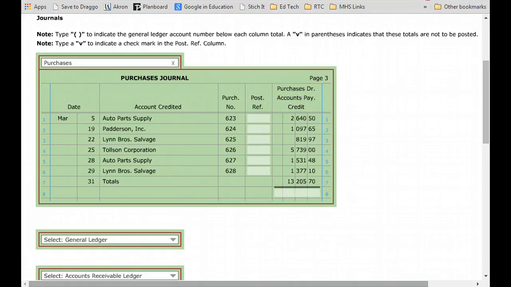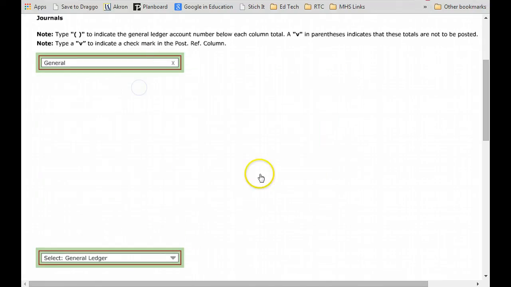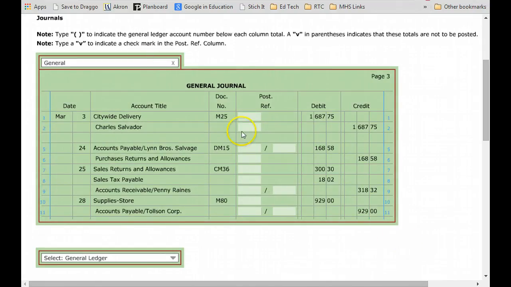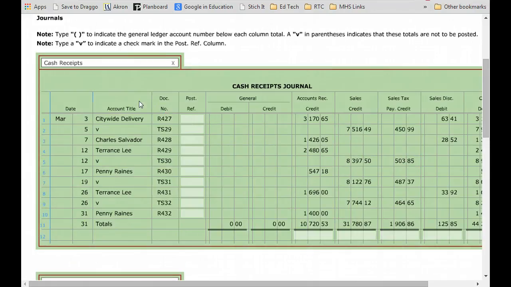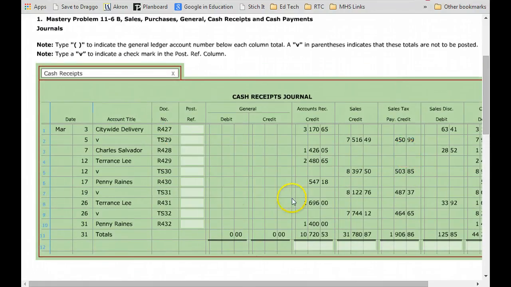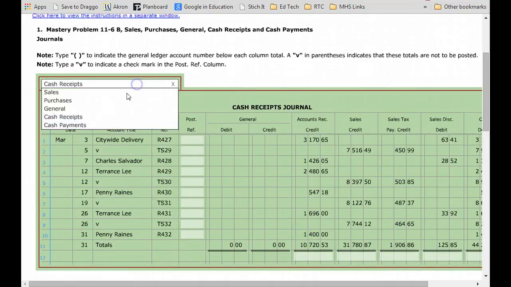All right, now, do you do anything with the general journal? No, there are no totals. Look at this. No totals at the general journal. This should already be done. Okay, so you can skip that. Cash receipts right here, you'll go ahead and you'll go through and do this. Okay, and then cash payments.